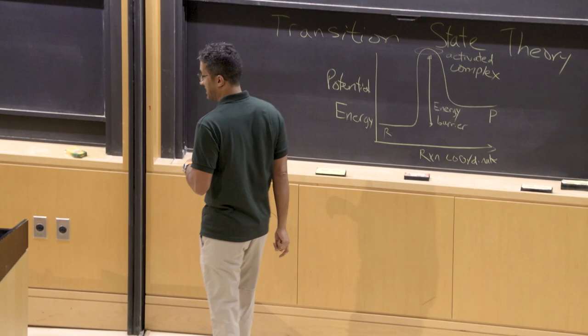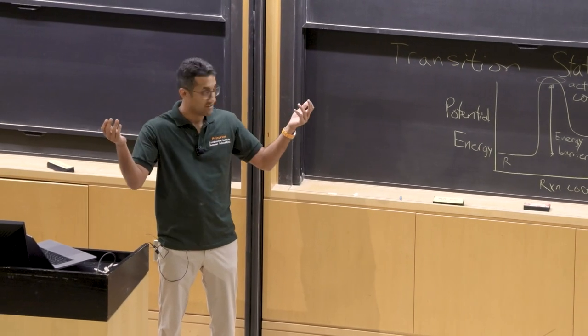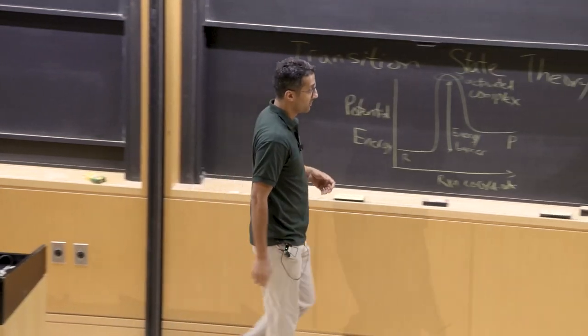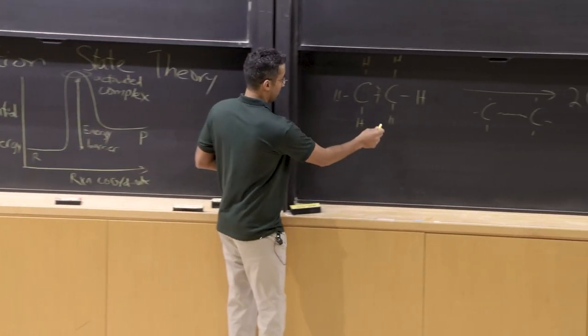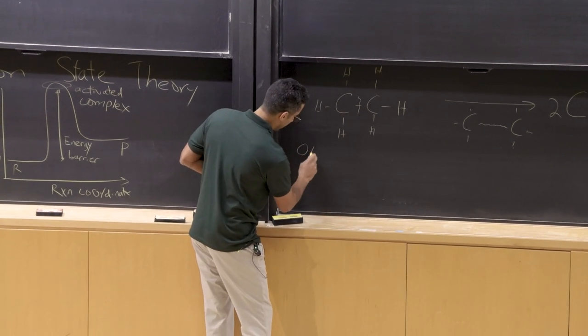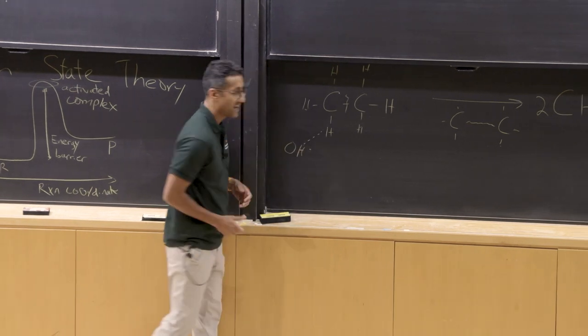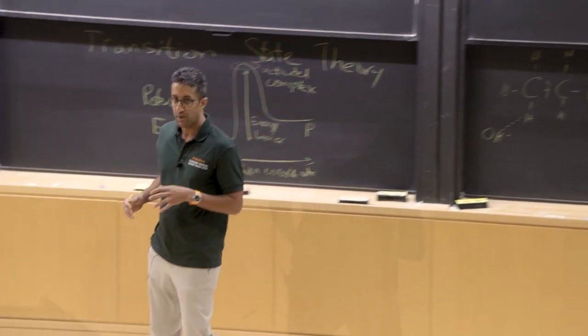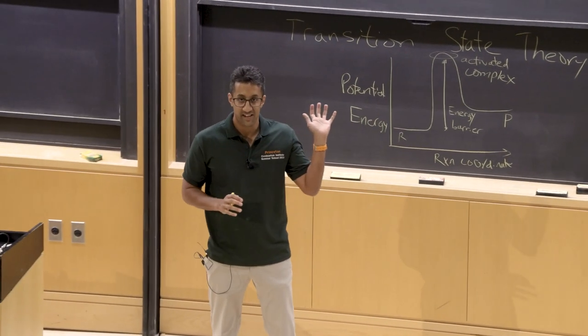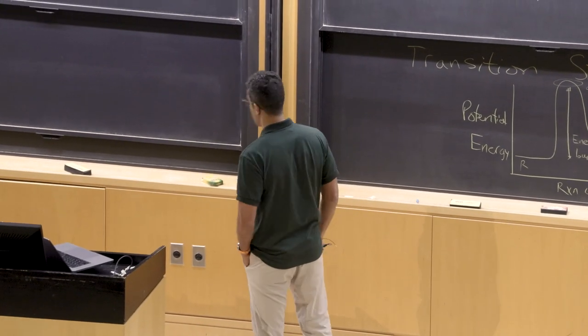That could be for a unimolecular reaction. For two molecules, a bimolecular reaction, say something has to come and grab a hydrogen, an OH radical has to come in, or H radical, or some other radical comes in and wants to pull off a hydrogen. Again, this OH has to come into close proximity with this hydrogen, and as they're in close proximity, they'll form this transition state, this activated complex, and then eventually dissociate to the products.